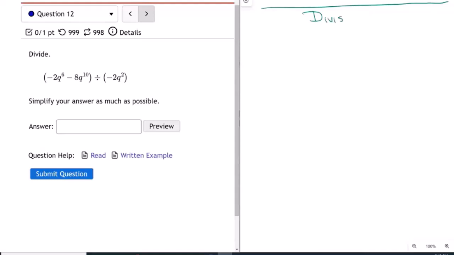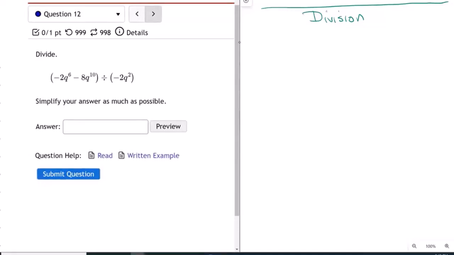Now we're going to talk about division. When I talk about division, notice I'm dividing by a monomial, because I can rewrite this as minus 2q to the 6th minus 8q to the 10th. Fractions are really the same as division. So it looks like some polynomial divided by a monomial, one term.